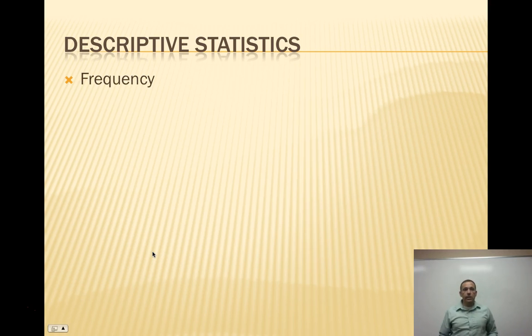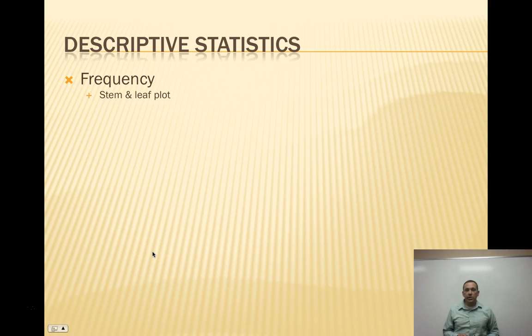And the first of these is the idea of frequency. When we talk about frequency, we're just talking about how often the various values occur. And there are generally four ways of elaborating or depicting the frequency. Two of these we use quite frequently. Two of these you may see but aren't used quite as much.